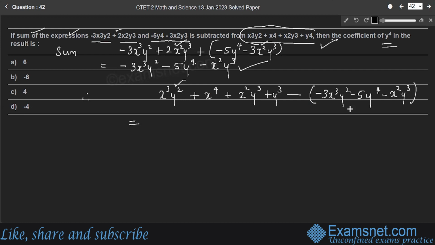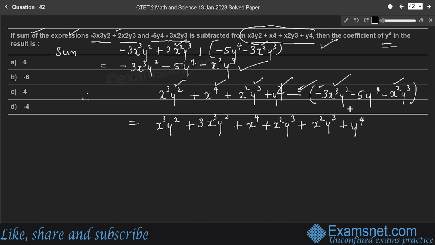Here we have x cube y square, and minus of minus 3x cube y square becomes plus 3x cube y square. Plus x raised to 4, we leave as it is. We have x square y cube and minus of minus x square y cube, so minus of minus becomes plus x square y cube. Then we have y raised to 4, plus y raised to 4, and here minus of minus 5y raised to 4 is plus 5y raised to 4.